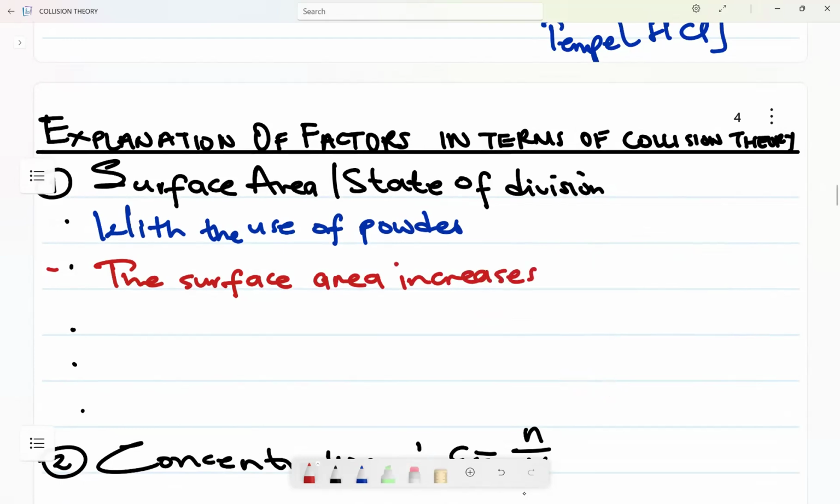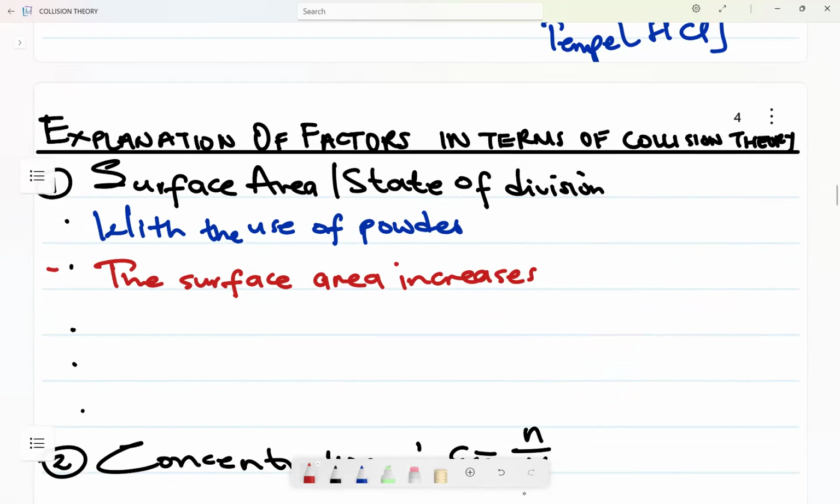Okay. Now, if the surface area increases, then what will happen? More collisions will take place, because if it is like this, there are no more collisions. But if it's like this, there will be more collisions. The surface area increases.